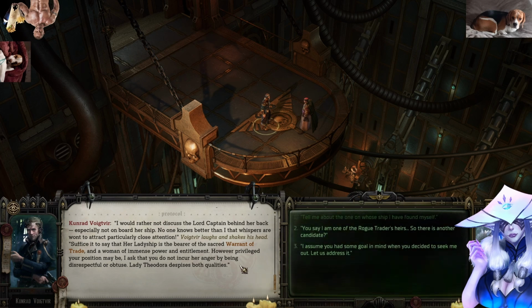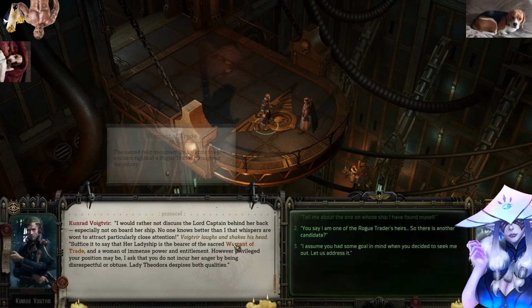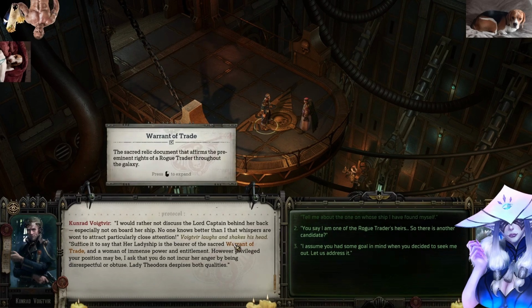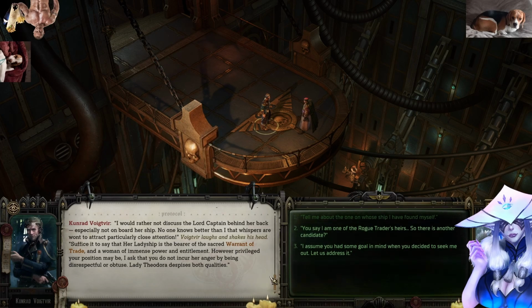I would rather not discuss the Lord Captain behind her back. Especially not on board her ship. No one knows better than I that whispers are wont to attract particularly close attention. Suffice it to say that her ladyship is the bearer of the sacred warrant of trade and a woman of immense power and entitlement. However privileged your position may be, I ask that you do not incur her anger by being disrespectful or obtuse. Lady Theodora despises both qualities.